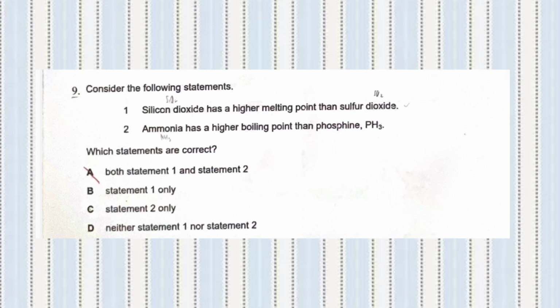Consider the following statements. First, silicon dioxide has a higher melting point than sulfur dioxide. Second, ammonia has a higher boiling point than phosphine, PH3. Which statements are correct? Statement 1 is correct because SiO2 forms a strong giant covalent network, while SO2 consists of weak intermolecular bonds. Statement 2 is also correct because NH3 molecules are held together by strong hydrogen bonds, whereas PH3 molecules only have weaker dipole-dipole force. So the answer is A. Both statement 1 and statement 2 are correct.